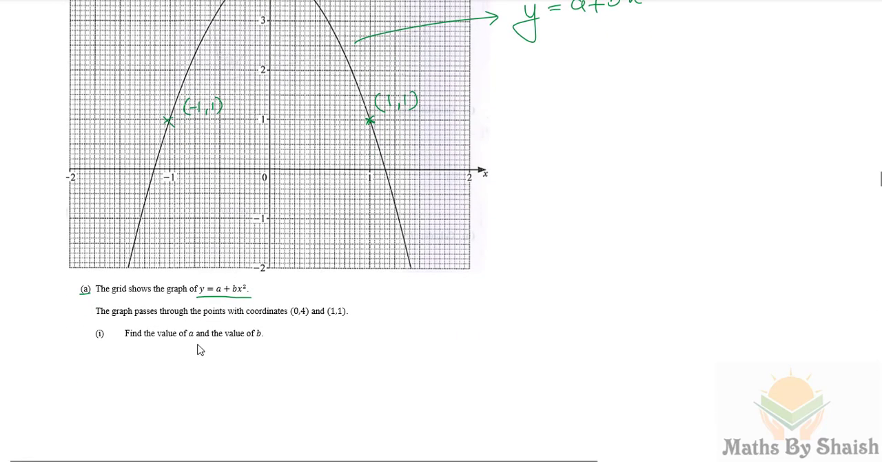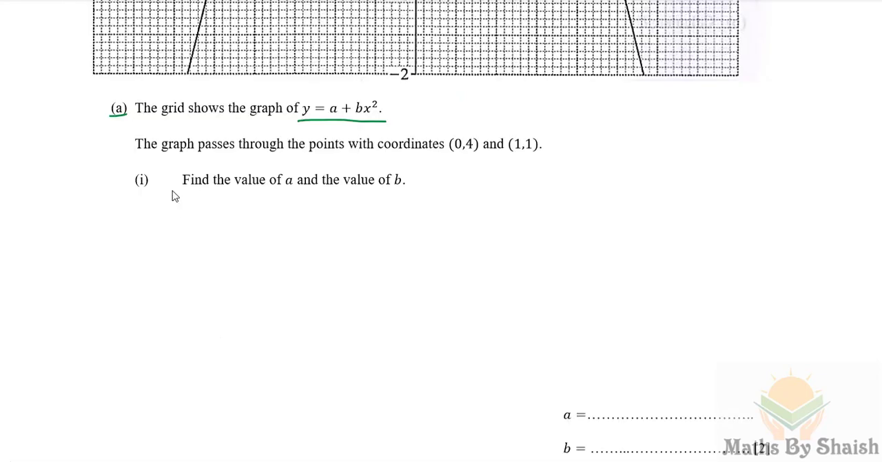So the first part is to find the value of a and b. Let me zoom it again. So we have the 2 points given. It means it is x, y, x, y. Now we are going to substitute here. y at (0, 4) means y is 4 when x equals 0. It means a plus b times 0, and from here we got a directly as 4.